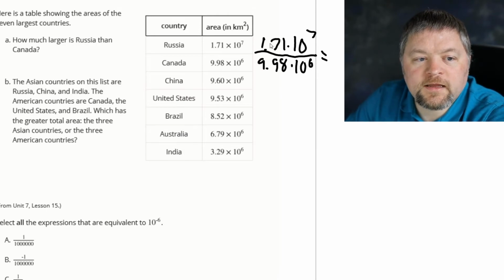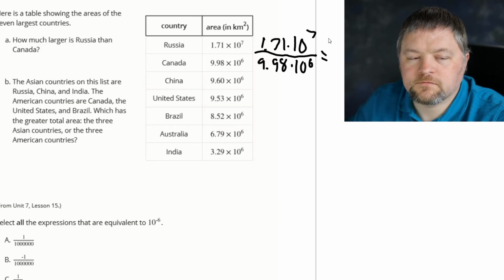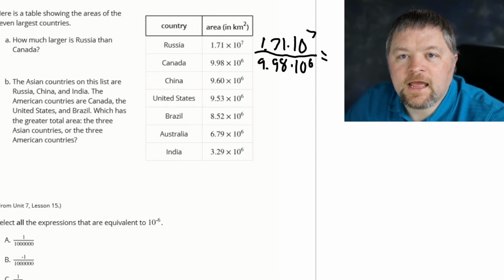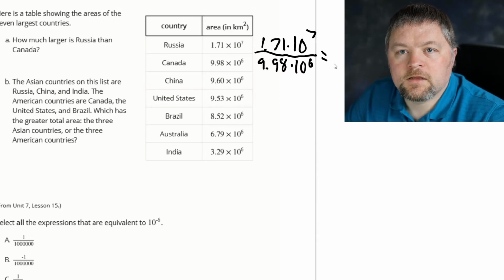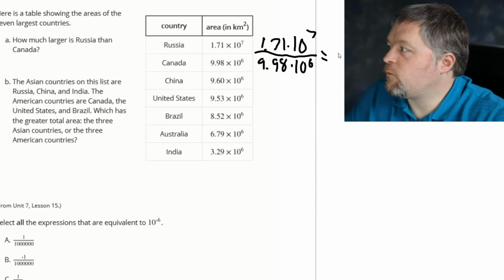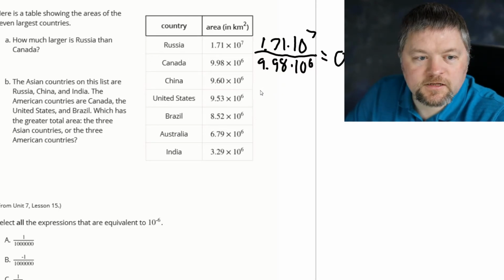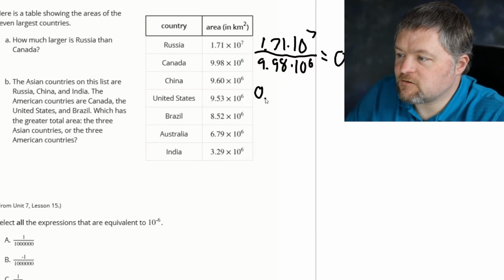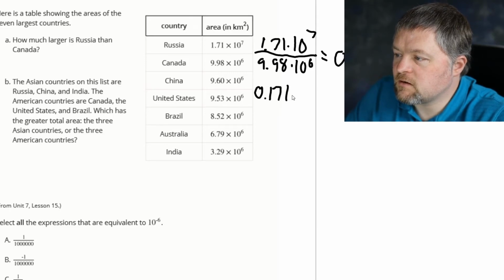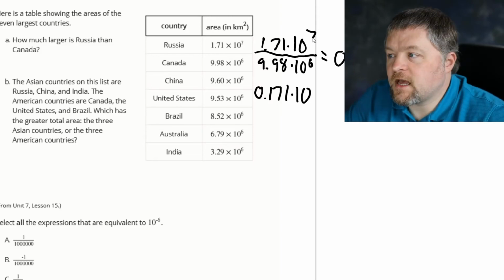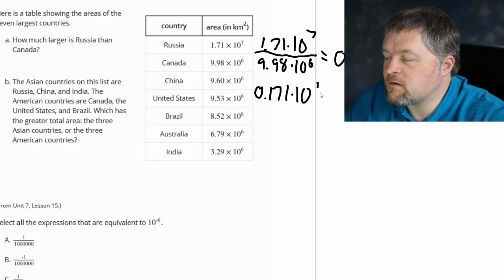which would be, divide our first number, 1.71 divided by 9.98 is 0.171. Let me put that underneath so there's space for you to see it. 0.171 times 10 to the power of, subtract the exponent, 7 subtract 6 is 1.